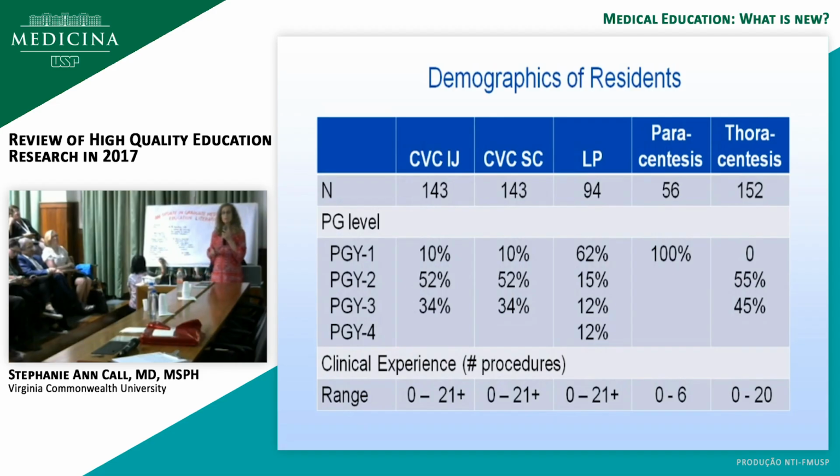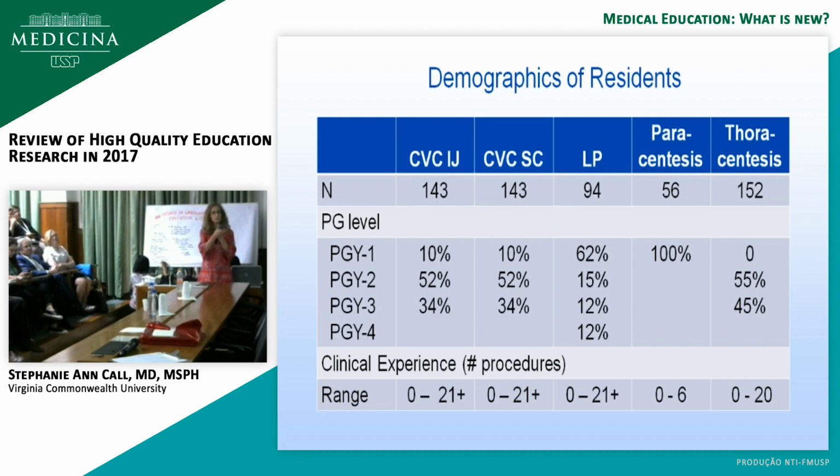The residents that were involved primarily: they were looking at 140 residents doing an internal jugular central line, 143 doing a subclavian central line, 94 doing lumbar puncture, 56 doing paracenteses and thoracenteses. You can see the breakdown there by PGY level. So in particular, thoracentesis is predominantly done by upper level, higher trained residents.